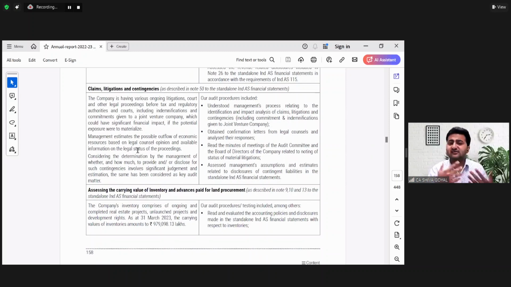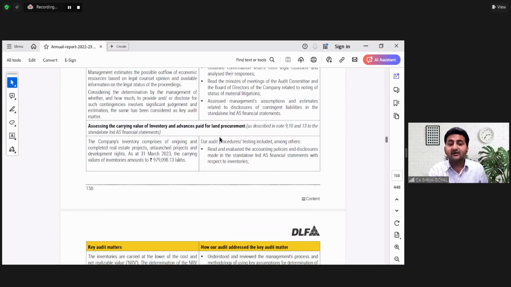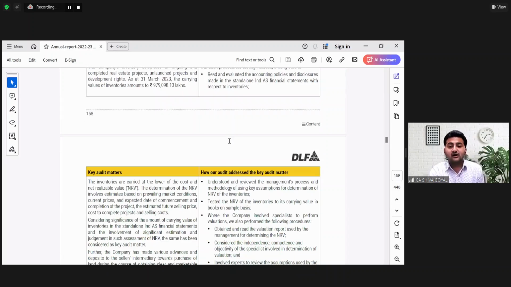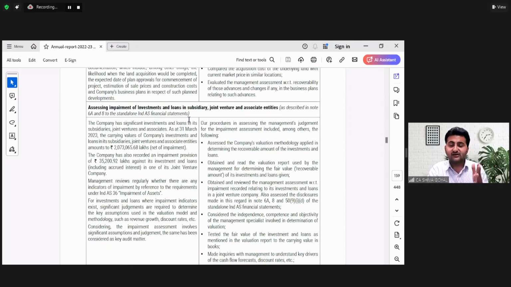Claims litigation. That's a very sensitive part, as Mayank has also told about that. So that can be shown in the key audit matter paragraph. Advances paid for the land procurement, then impairment of the assets. It's very important that why the investments are being impaired. What is the specific reason of that?